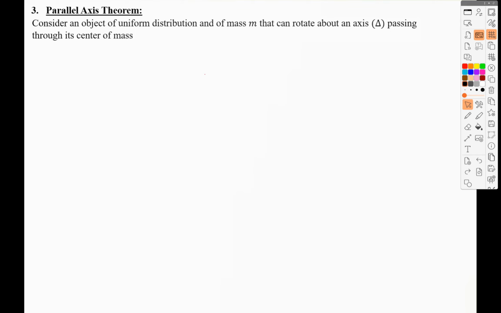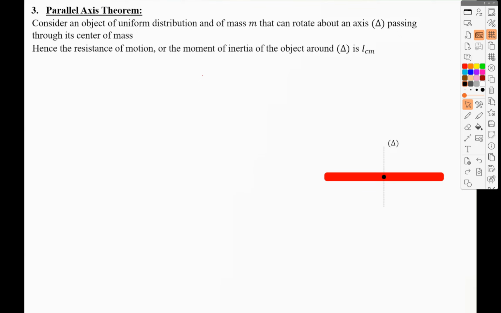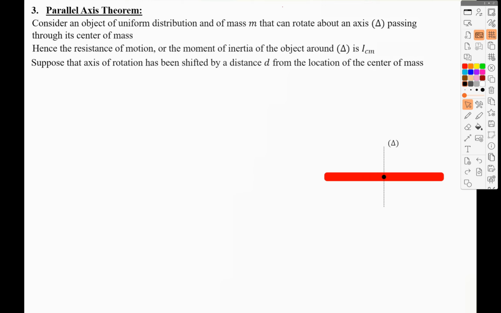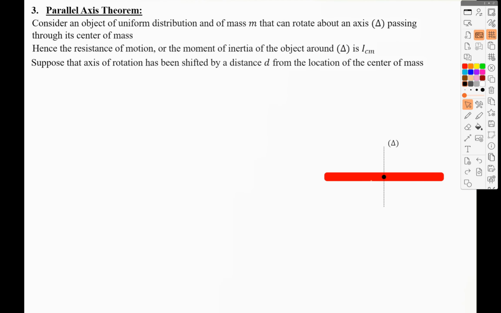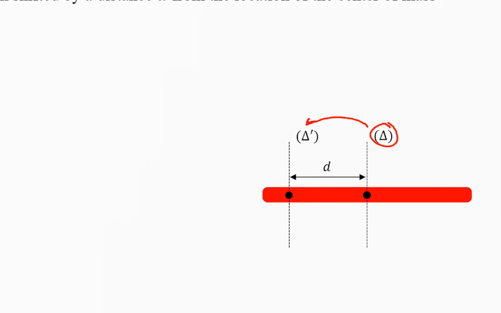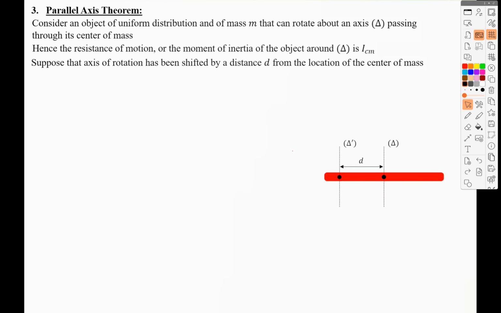Consider an object of uniform mass distribution and of mass m that can rotate about an axis delta passing through its center of mass. Hence the resistance to motion, or the moment of inertia of the object around delta, is given by ICM. What does ICM represent? ICM represents the moment of inertia of the rod about an axis delta passing through its center of mass. Now the axis of rotation will be shifted by a distance d from the location of the center of mass. So we have shifted the axis of rotation to a new one that is a distance d from the center of mass.